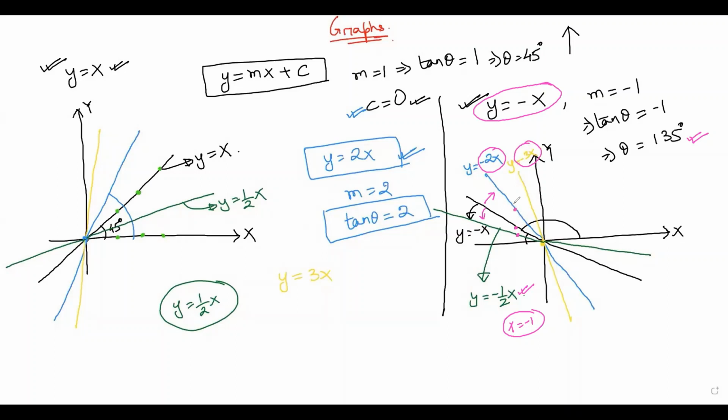So y equal to minus 2x line, minus 3x line, etc. will be on the right side of y equal to minus x line, whereas y equal to minus 1 by 2x line, minus 1 by 3x line, etc. would be on the left side of y equal to minus x line. So we can say that when we increase the magnitude of the slope of the line, in that case, the line would be tilted towards y-axis and vice versa.